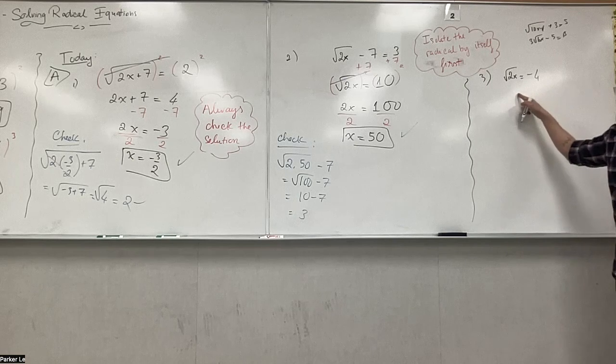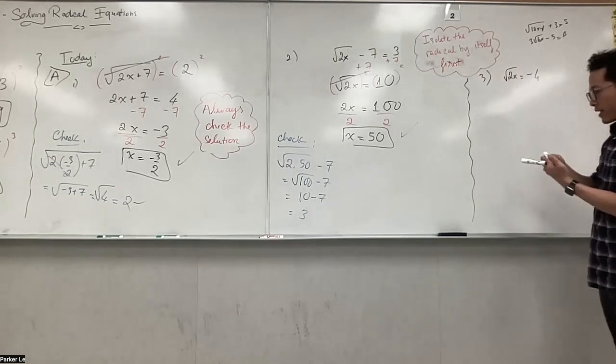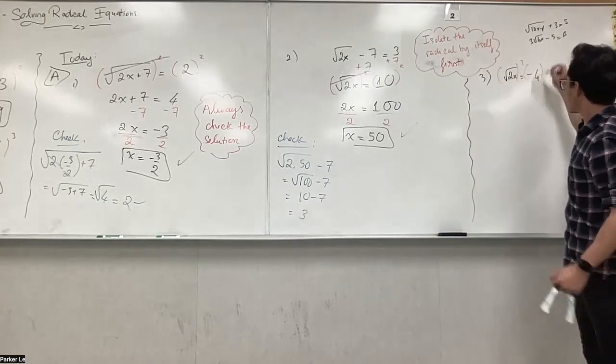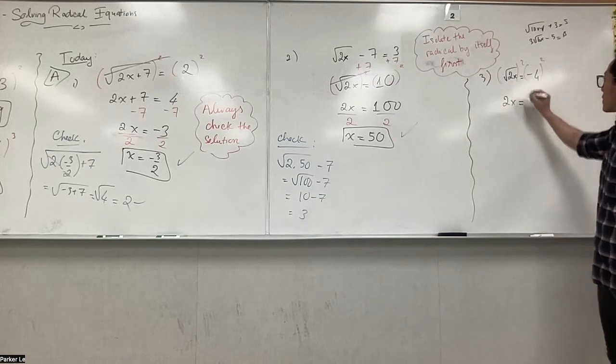Is the radical by itself? Yes. Yes, right? All right, okay. So can I square it? Yes. Right, it's isolated. So I'm going to square it, okay? All right, again, square and square root cancel out, so we have 2x.